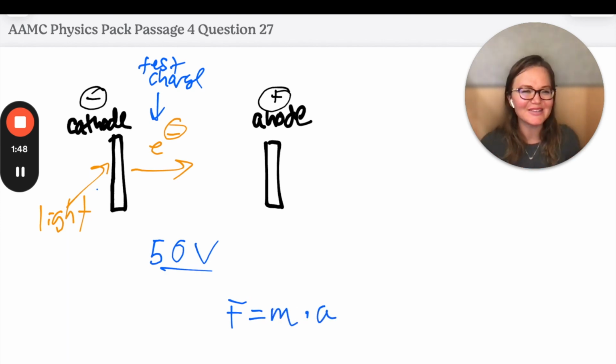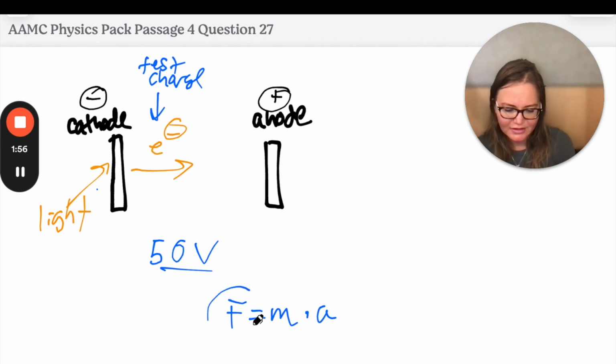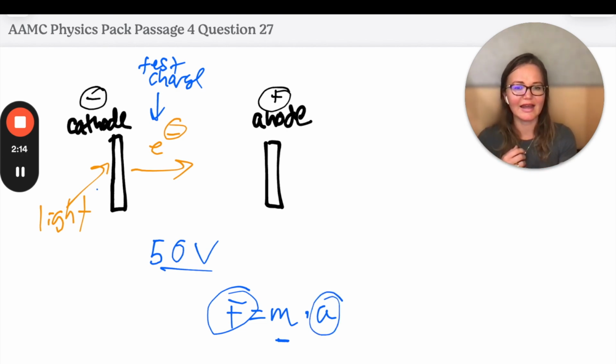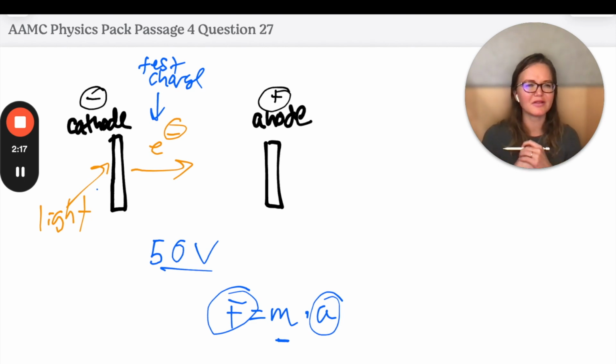Remember our classic equation you need to know for force for the MCAT: force equals mass times acceleration. So if our electron is experiencing a force and the mass of our electron is not going to change as it moves from cathode to anode, this is going to stay constant. Well, then we must be experiencing some acceleration, because if our mass is not changing, but we're again experiencing a force, then we must be experiencing some acceleration.